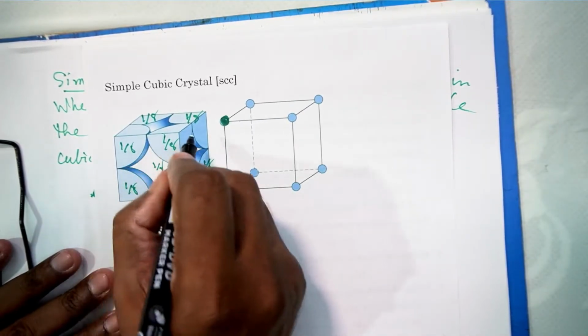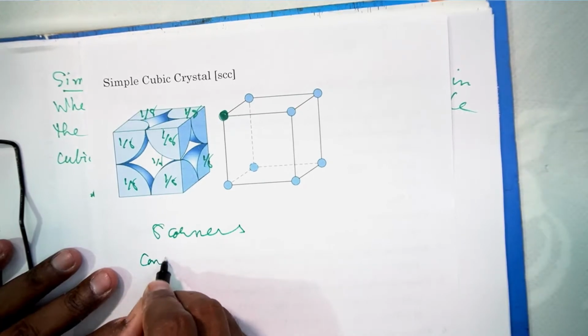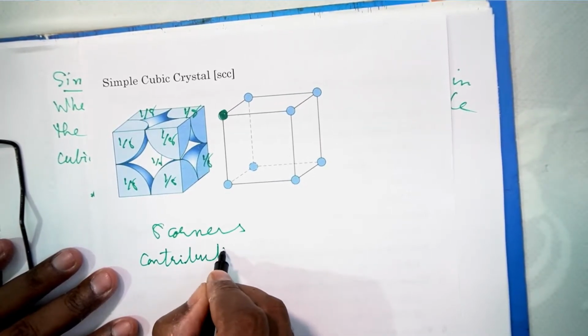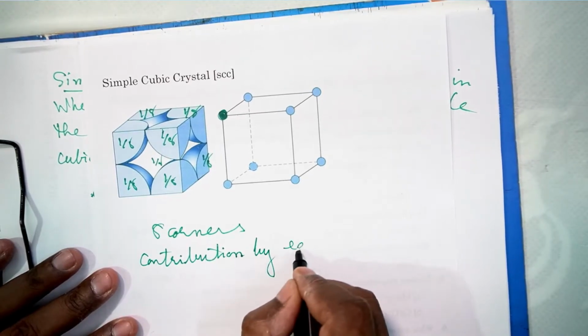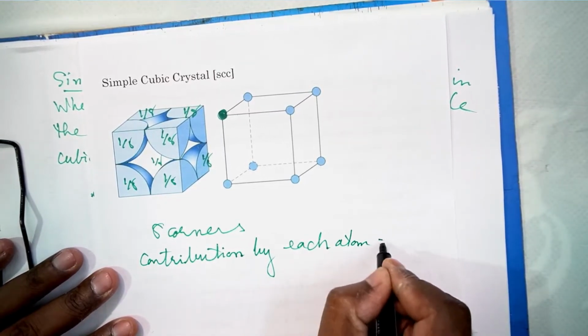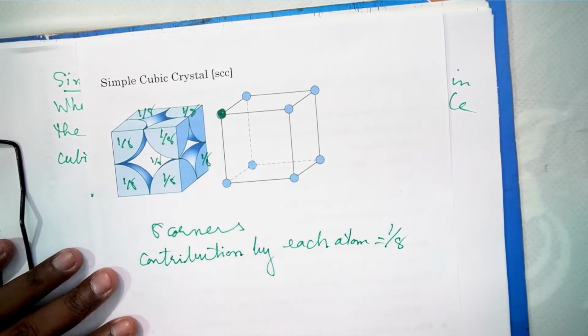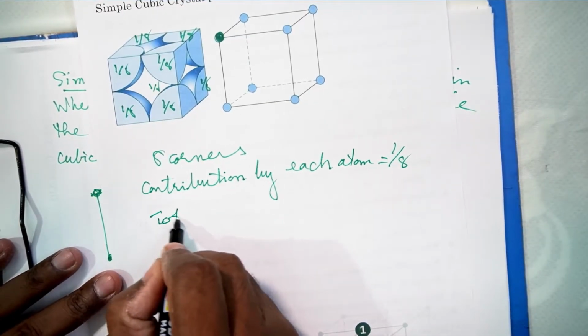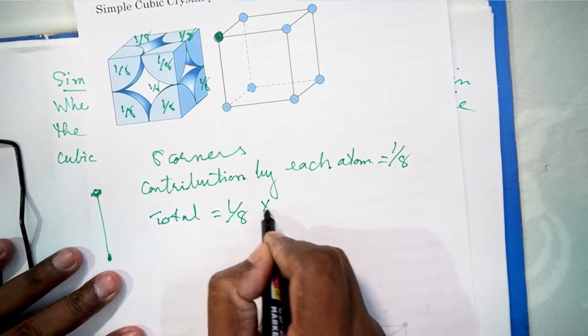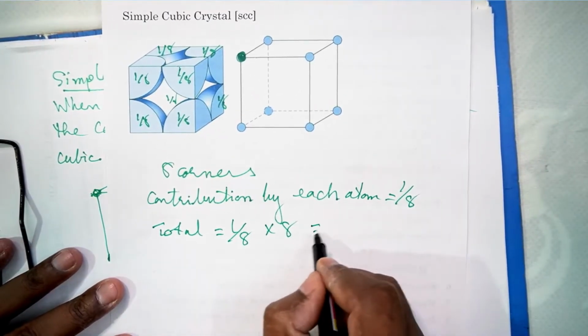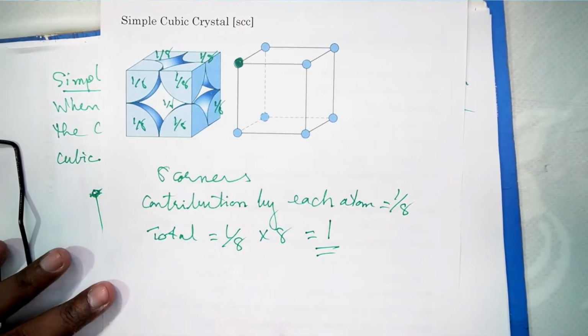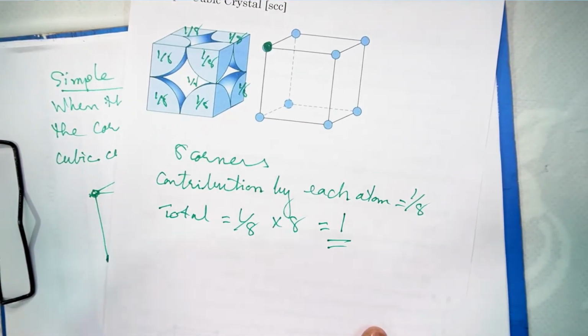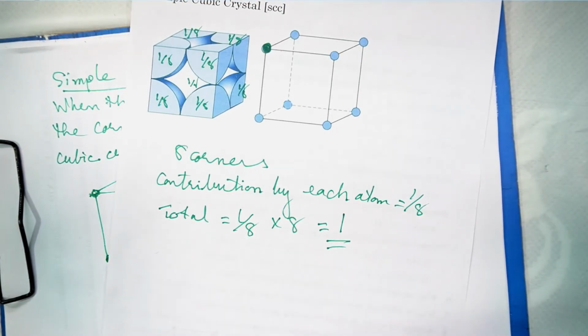Each atom is contributing 1/8 because it is getting cut. So total is equal to 1/8 into 8, that's equal to 1. So the whole cube totally makes only one atom. There is only one atom in the entire cell. So even though there are 8 corners, because they are getting cut by the neighboring cells, the total number of atoms in one unit cell is only 1.